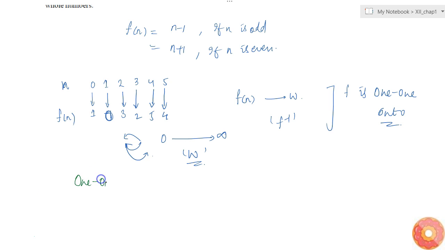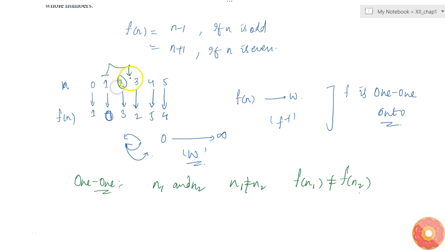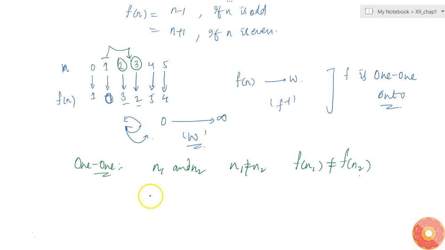What is one-one? One-one means that for any two different inputs n1 and n2, if n1 is not equal to n2, then f of n1 is not equal to f of n2. Here we can say that no two numbers have the same output. If we take any two random numbers, we are not getting the same output. That means no two elements have the same image. So the given function f is one-one in nature.